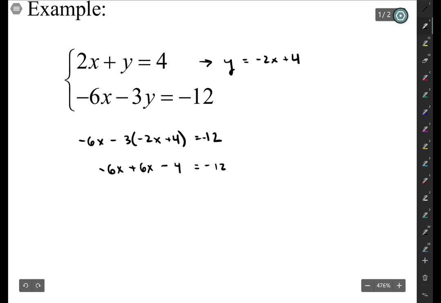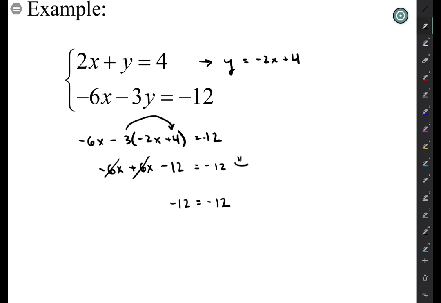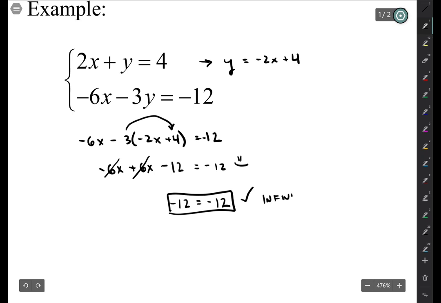Negative 12. And wow, I'm messing up all over the place. Make sure you distribute. Don't lose that. Negative 12. And notice here, the 6 and the negative 6 cancel. And this time we end up with a statement that is always true. Negative 12 is negative 12. So if you end up with a true expression like that, then it is infinite solutions. Also, dependent system.